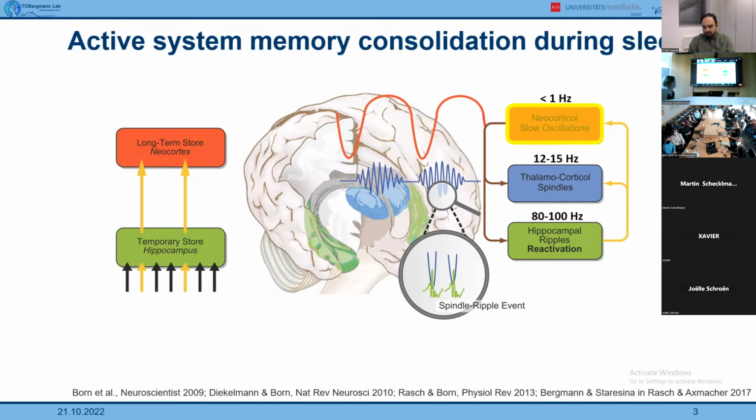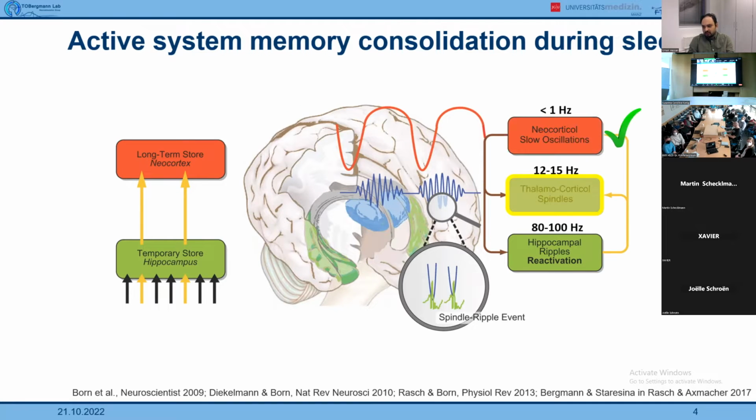The neocortical neuron population synchronously alternates between hyperpolarization and depolarization states and gives rise to very synchronized low frequency, less than 1 hertz oscillations, which are known as slow oscillations. Then, through the corticothalamic projections, the slow oscillations trigger sleep spindles, which are oscillatory events of waxing and waning happening at 12-15 hertz. They're generated in the thalamus, and they then project into the neocortex as well as motor cortex.